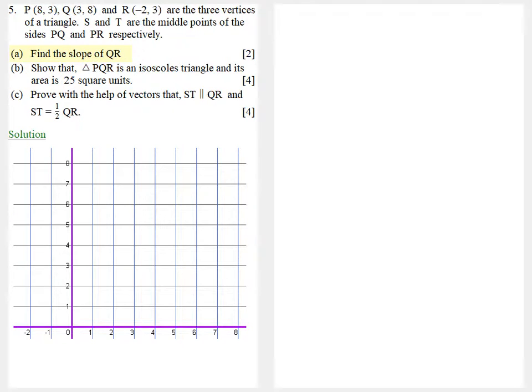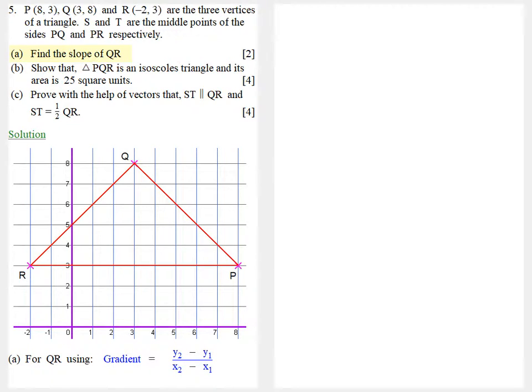Now to do this, it helps if we draw a diagram. So let's mark in the points P, Q and R and draw the triangle. Now, to work out the gradient of QR, we use the gradient formula. This is the gradient equals y2 minus y1 all over x2 minus x1. Now for Q, x1 is 3 and y1 is 8. For R, x2 is minus 2 and y2 is 3.